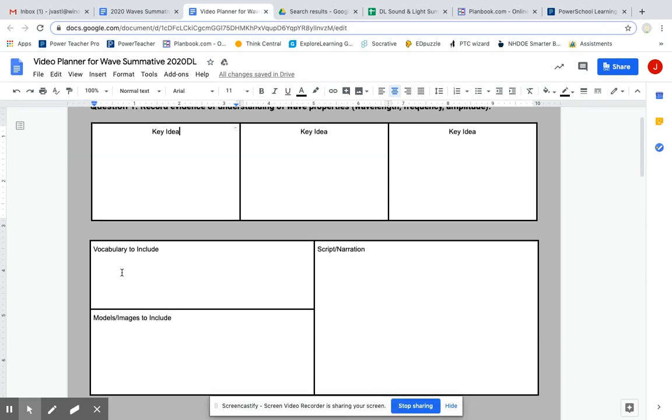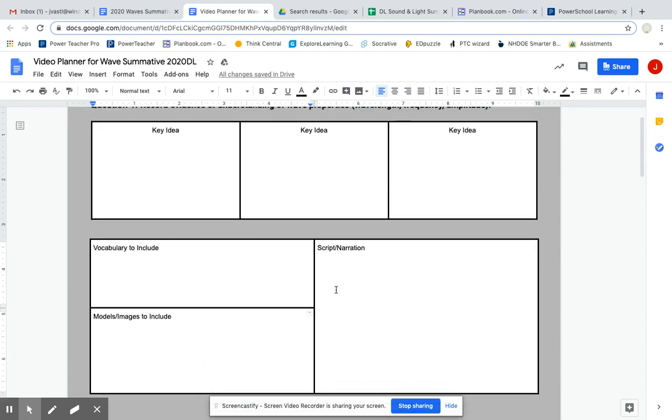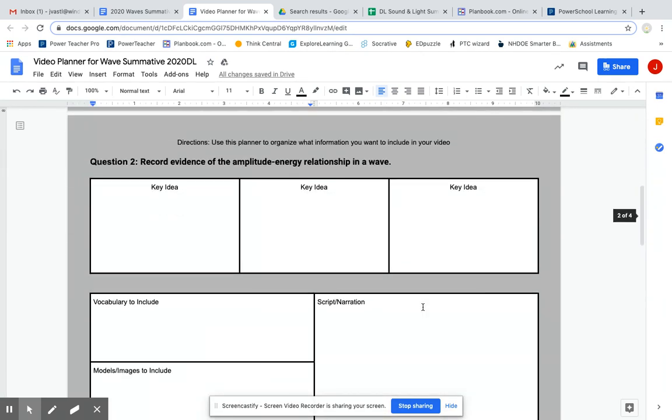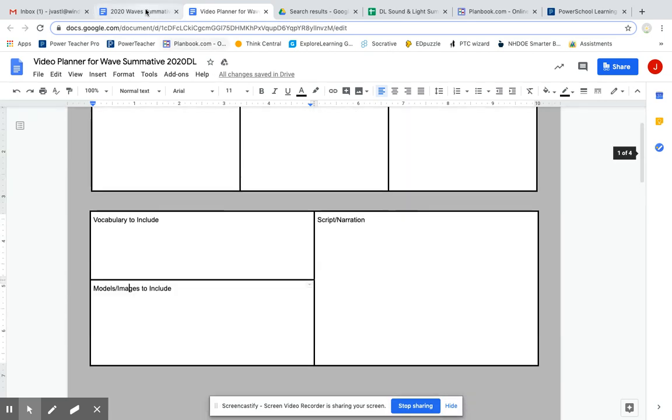And then vocabulary, you should be including, so it should be wave vocabulary. Models and images you want to include. So this would be anything that you want to make sure that either you film yourself or an image that you're going to use to describe to answer these questions, okay? And then you can kind of make a script or a narration bullet note. If you don't go word for word off here, that's fine. But it's to help guide you in what you're going to say about this question, okay? So this is for question 1, then you have one for question 2, and you have one for question 3, okay? So this document is 10% of your grade.